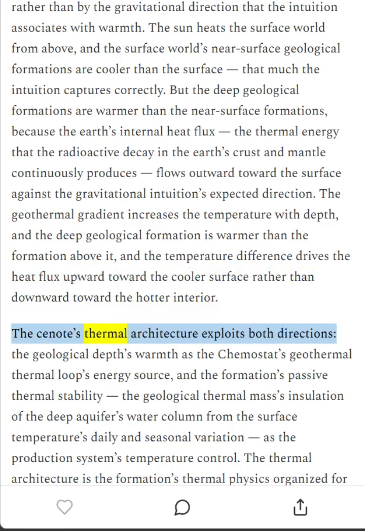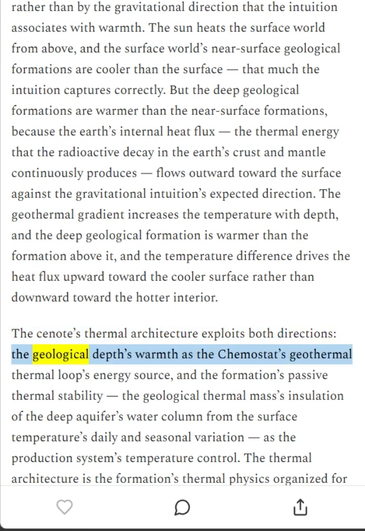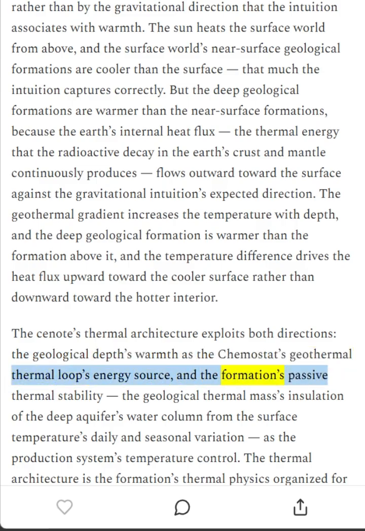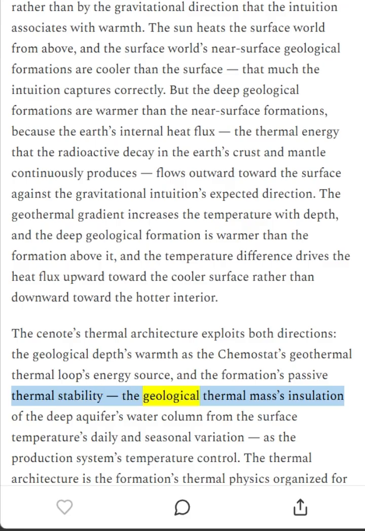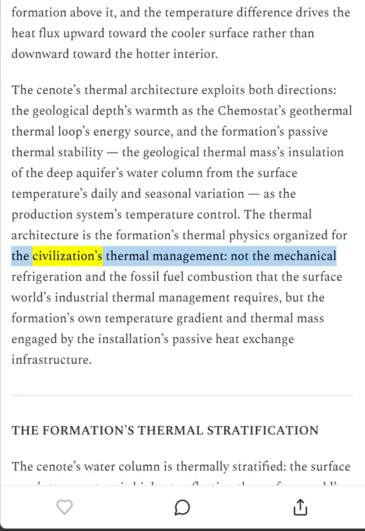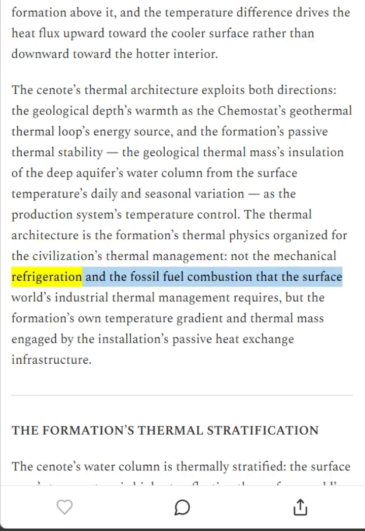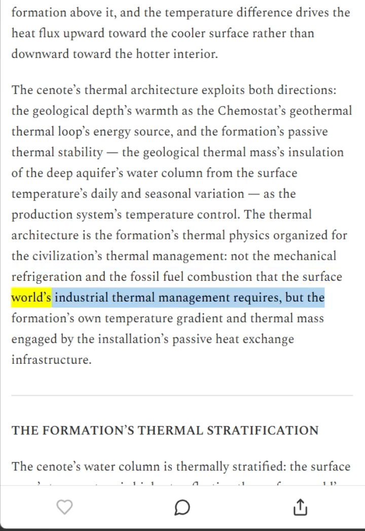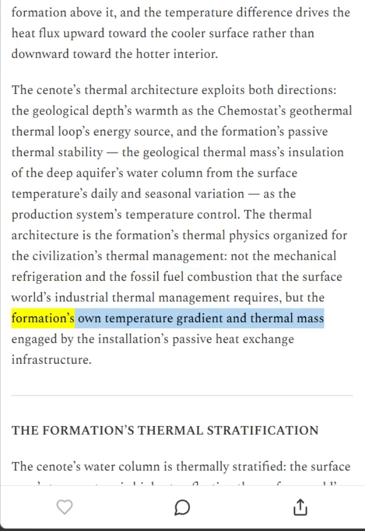The cenote's thermal architecture exploits both directions: the geological depth's warmth as the chemostat's geothermal thermal loop's energy source, and the formation's passive thermal stability, the geological thermal mass's insulation of the deep aquifer's water column from the surface temperature's daily and seasonal variation, as the production system's temperature control. The thermal architecture is the formation's thermal physics organized for the civilization's thermal management, not the mechanical refrigeration and the fossil fuel combustion that the surface world's industrial thermal management requires, but the formation's own temperature gradient and thermal mass engaged by the installation's passive heat exchange infrastructure.